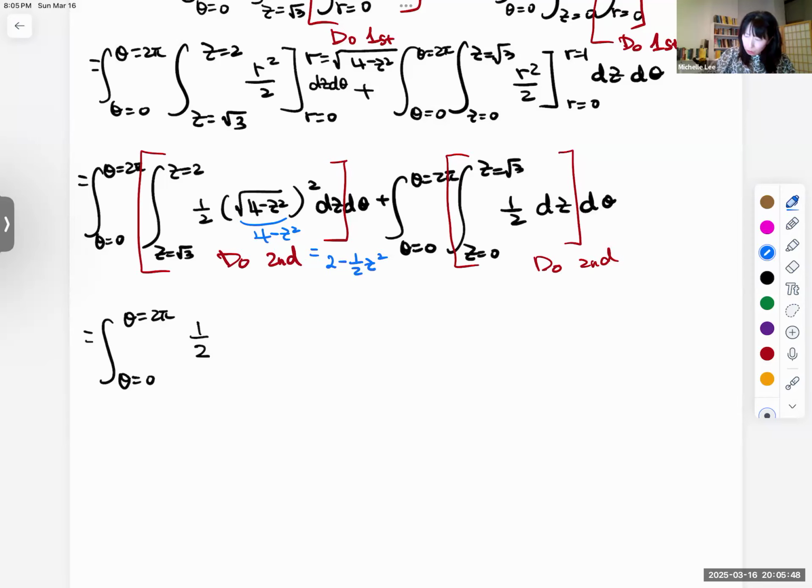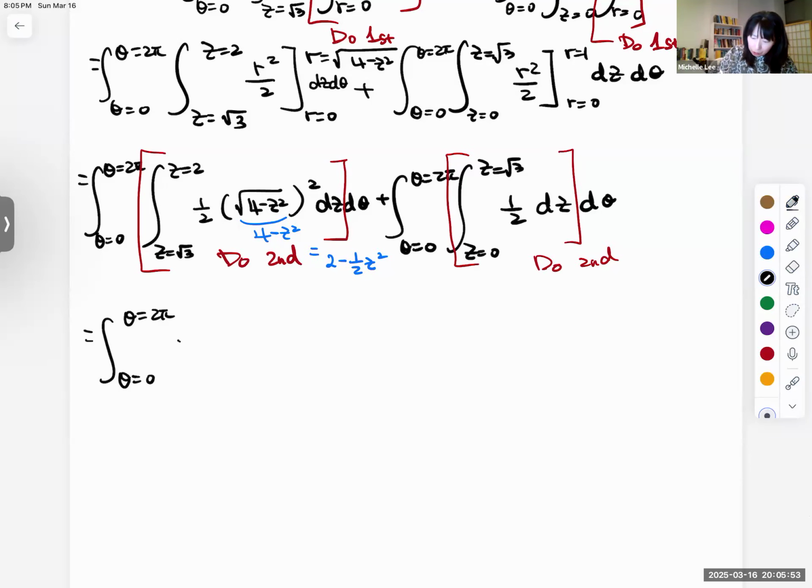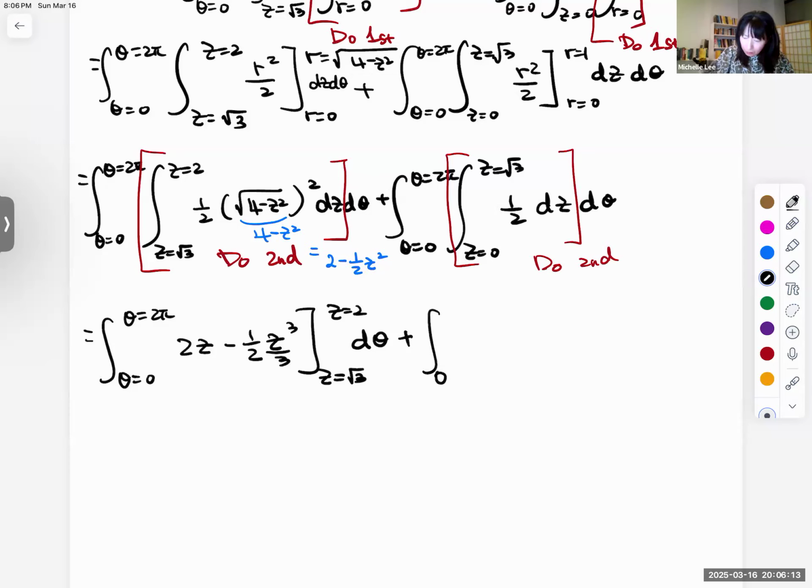So we get 2z minus 1/2 z to the third power over 3, and evaluate from z equal to square root of 3 to z equal to 2, d theta, plus theta equal to 0 to 2 pi, and then 1/2 z, and then we want to evaluate from z equal to 0 to square root of 3, d theta.